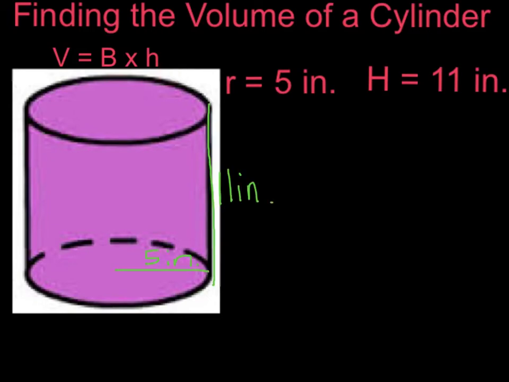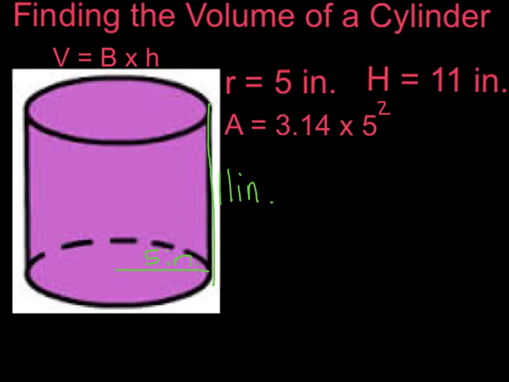As you can see here, the radius of this cylinder is 5 inches and the height is 11 inches. I have added these dimensions to the cylinder on the left. Just like finding the volume of a prism, the first thing I need to do is find the area of the base. As a reminder, the formula for finding the area of a circle is 3.14, or pi, times the radius squared. In this case, my formula says A equals 3.14 times 5 to the second power.